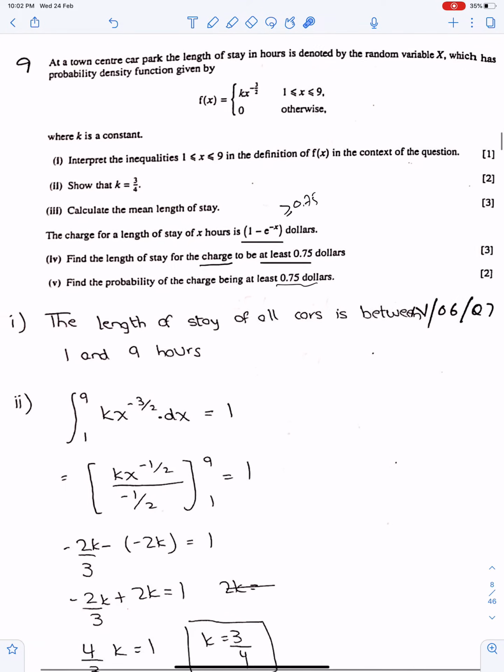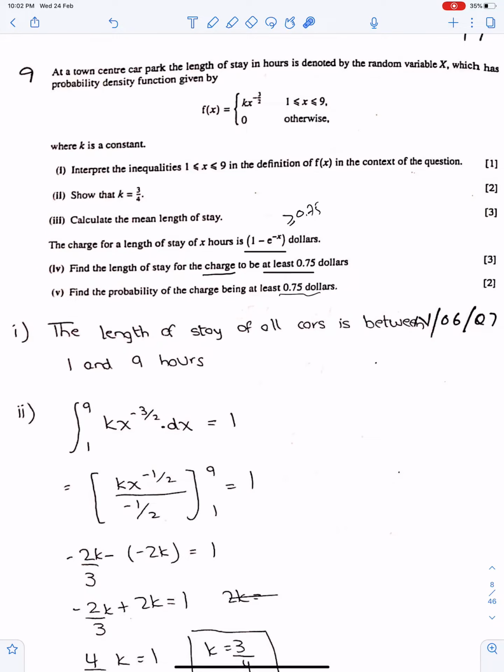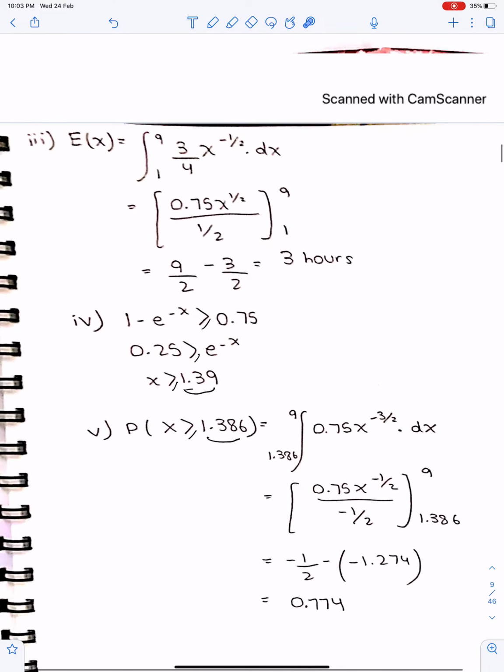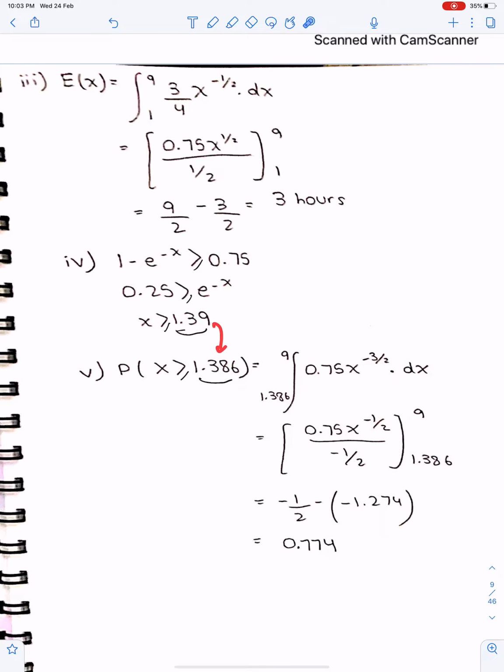Make sure you understand these two parts well. Let me repeat these two parts. The charge for a length of stay of x hours is these dollars and at least $0.75. So you just need to write this thing greater or equal to 0.75 and solve this for x. After getting the value of x, which is 1.38, I think 9896, like that, solve this part. Find the probability of the charge being at least 0.75. So you have the value of x for this 0.75. Use that value. Use this value here in the probability.